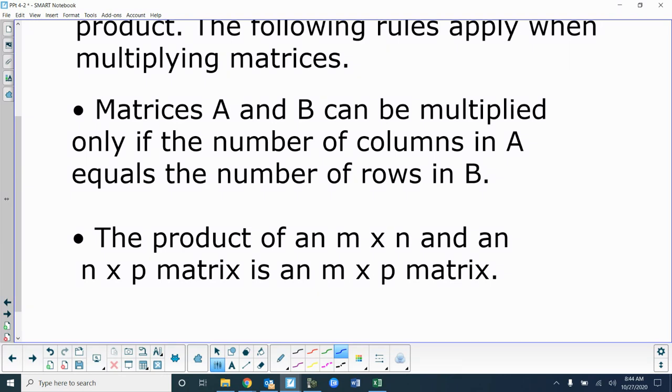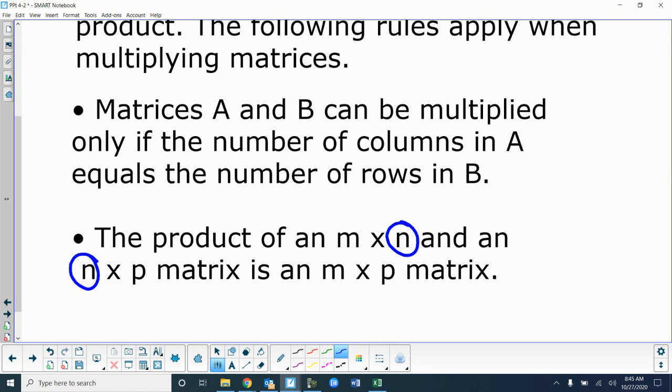That number has to be the same. The product of an M by N and an N by P: the number of columns of the first one must be equal to the number of rows of the second one. So that number is the same. The size or dimensions of the product, the answer, would be the number of rows of the first one by the number of columns of the second one.